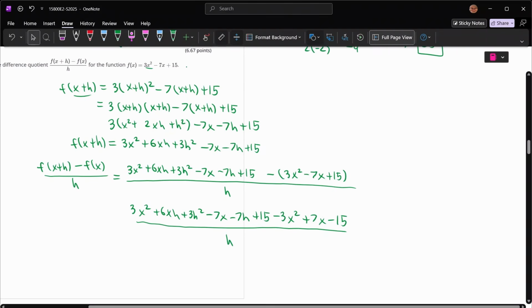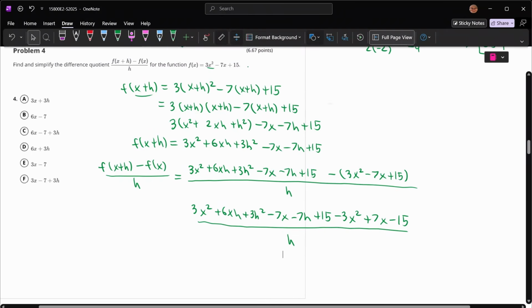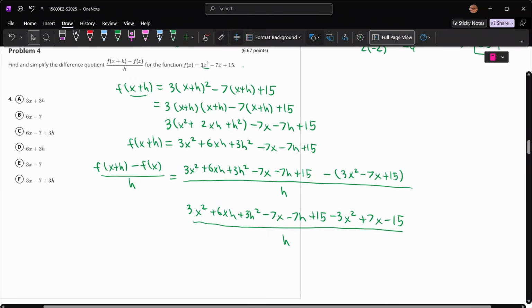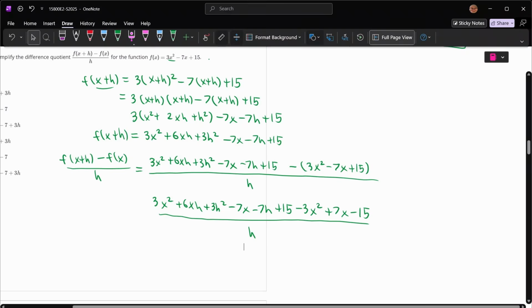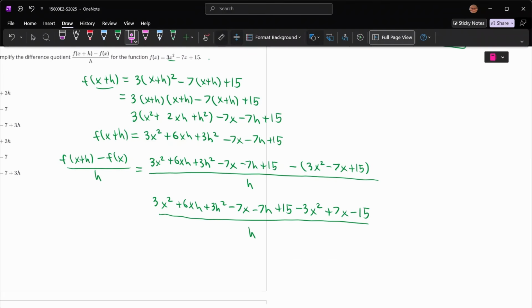And the reason you really want to make sure you distribute this negative sign is because otherwise you're going to make an algebra error and you won't get the proper simplification, and you're just going to be freaking out, wondering what went wrong. So now we've expanded everything, and from here we can start to combine like terms and cancel things out and find a simplified answer.